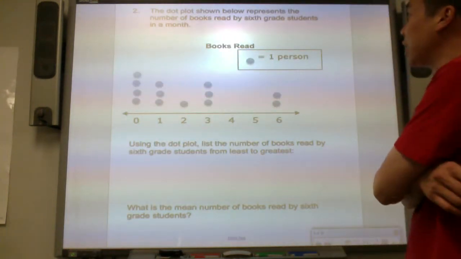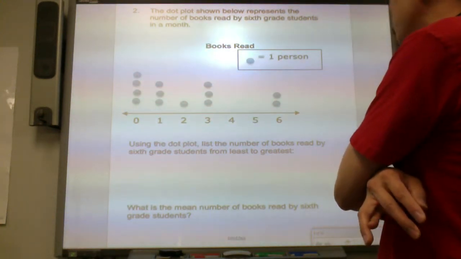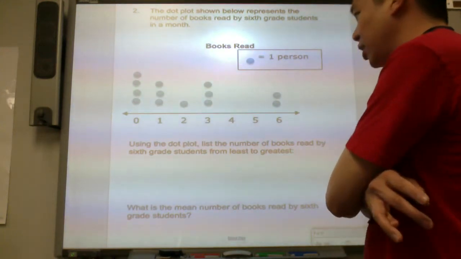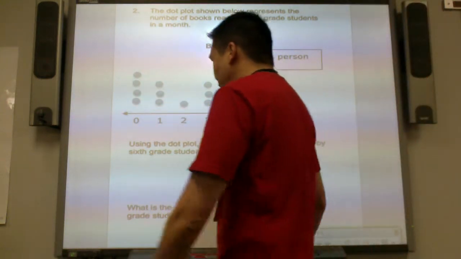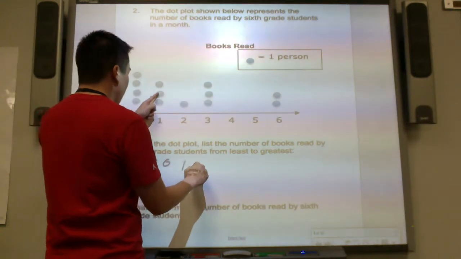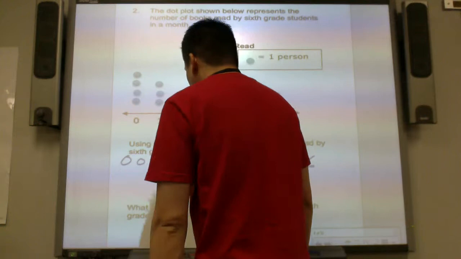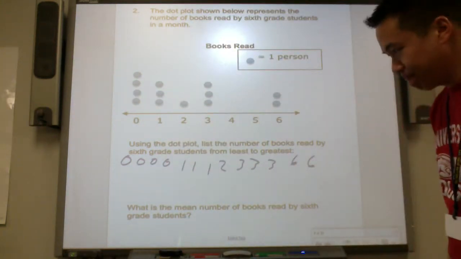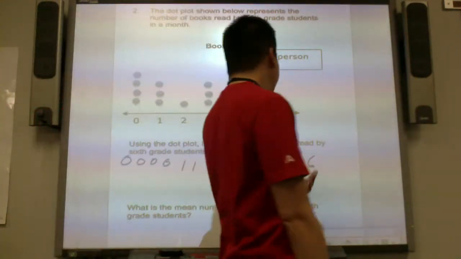Next one, the dot plot shown below represents the number of books read by sixth grade students in a month. So each dot represents a person. Using the dot plot, list the number of books read by sixth grade students from least to greatest. So this person read 0 books, 0, 0, 0, 1, 1, 1, 2, 3, 3, 3, 6, and 6. So according to this, we have 13 students. It ranged from some who have read 0 books to some who have read 6 books.